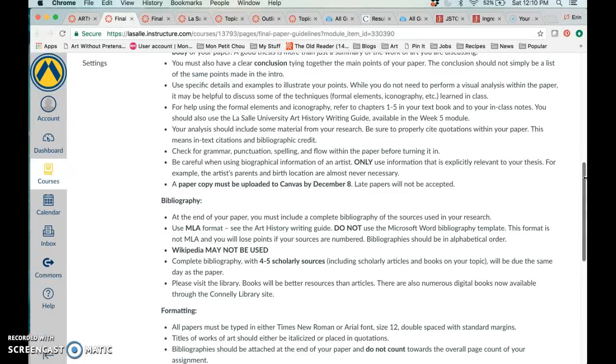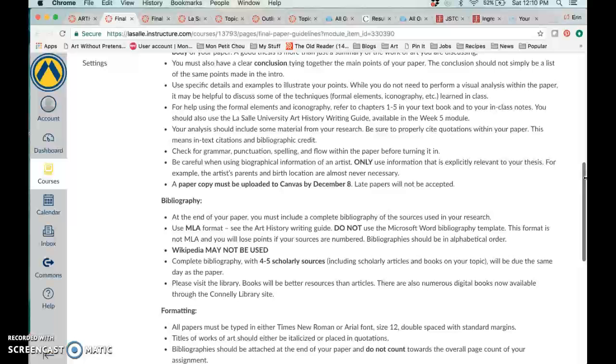You are also going to need to include in-text or parenthetical citations throughout the paper. So if you have a source that is responsible for a main idea that you're presenting, you need to make sure that you credit that source in the paper, and we can take a look in the research portion of the video at more closely what that looks like.